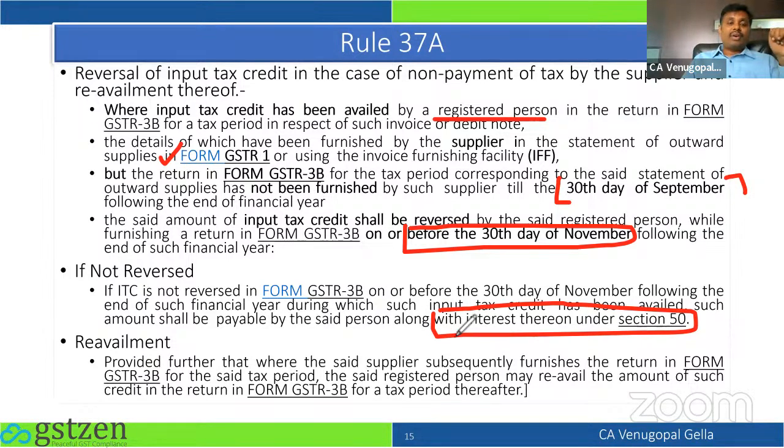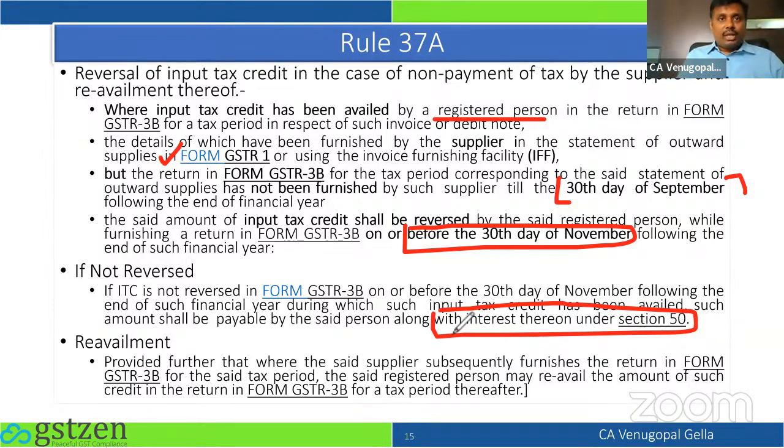So let's take a situation where in Jan 23, you have made a purchase. On 11th of February, he has filed his GSTR1. So if everything is good, it is visible in 2B, and I have availed the credit in the month of February, which is 20th February, while filing my Jan return. When the credit is availed, but he has not filed his 3B, till when? I will have to wait till 30th September.